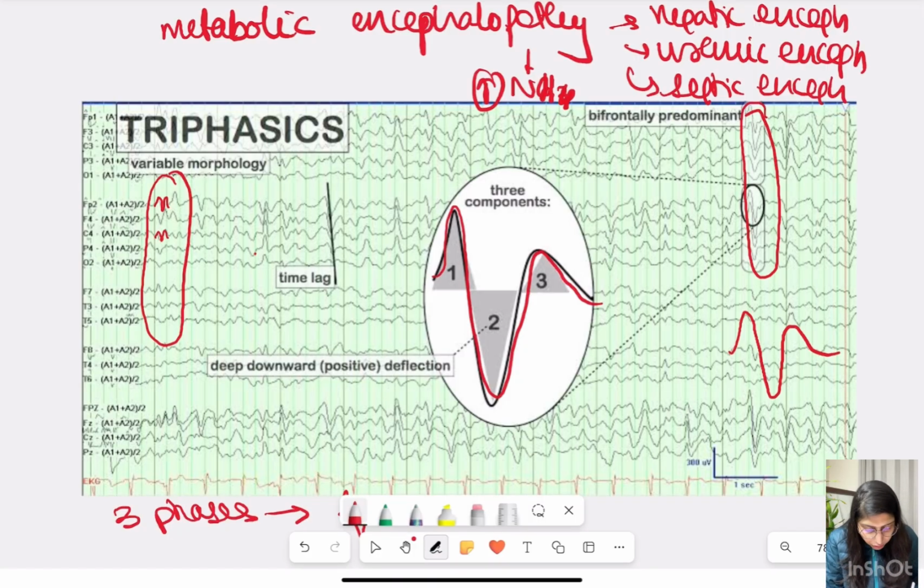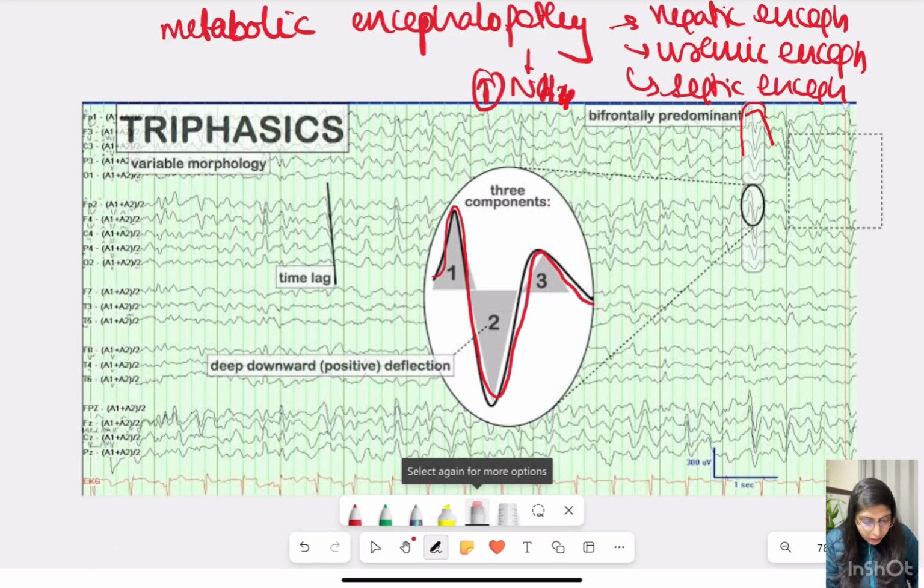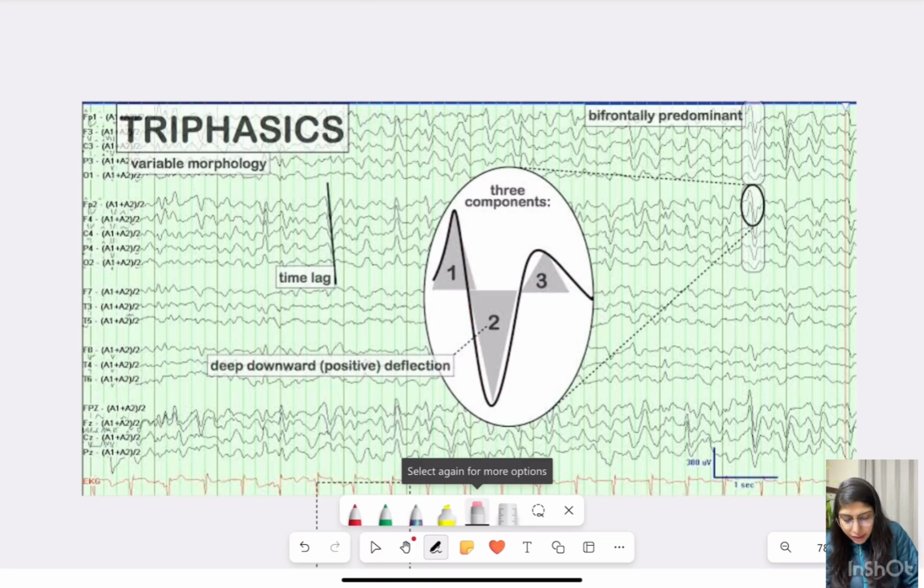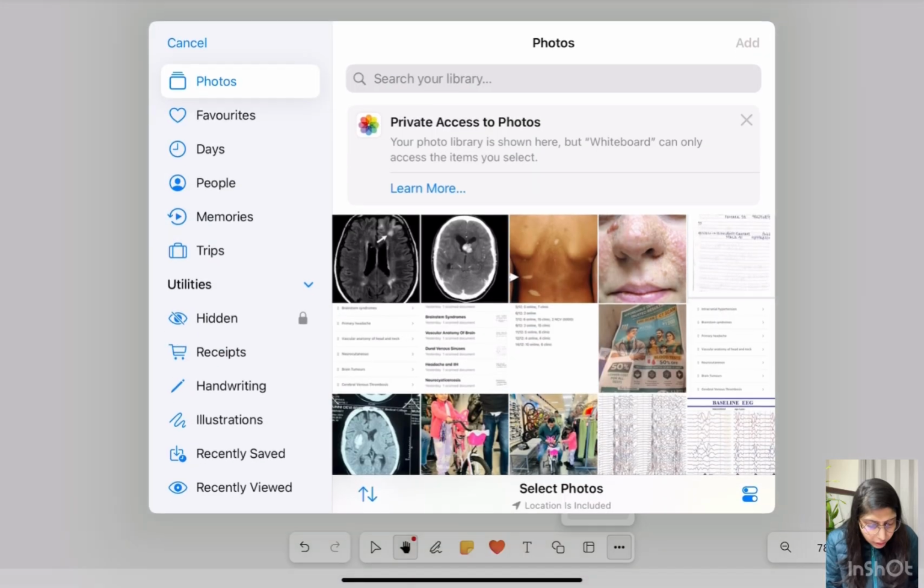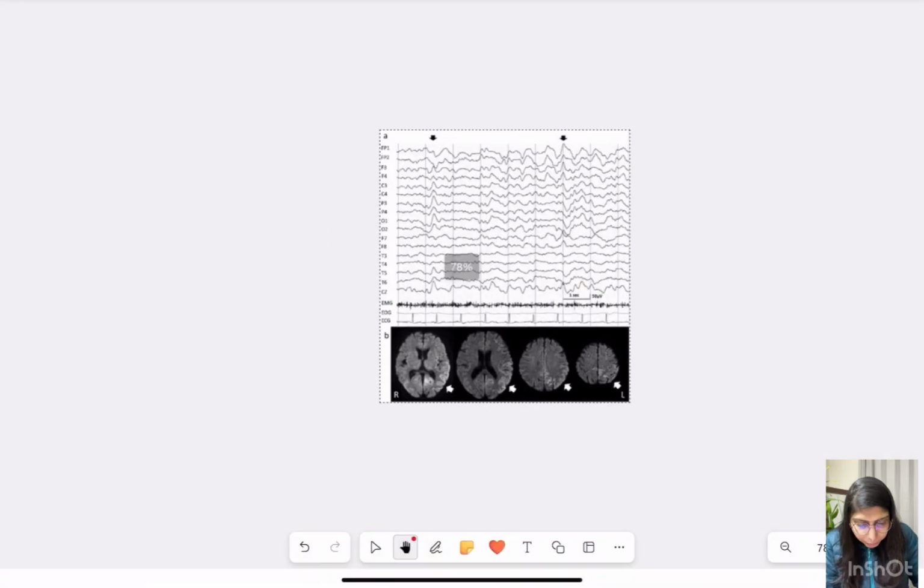Now the question goes like a 60-year-old male with CLD having seizures or even not having seizures is having altered sensorium. This is the EEG. What is the diagnosis? And the answer is usually hepatic encephalopathy in the question. So read the question carefully, read your options carefully.